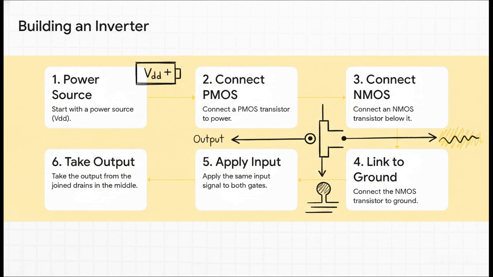Okay, first you start with your power source. You connect one type of transistor, the PMOS, right to it. Then, right underneath that, you connect the other type, the NMOS. That one gets hooked up to ground. Now, the input signal? You send that to both transistors at the exact same time. And the output? You just grab that from the point right in between them. See? It's a really clean, simple, and perfectly symmetrical design.